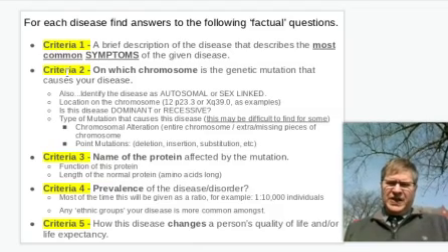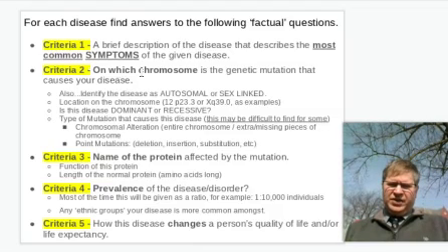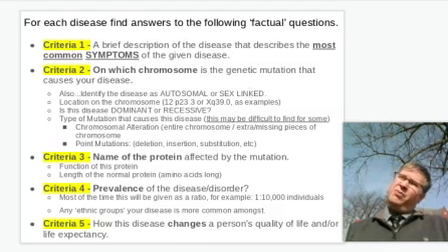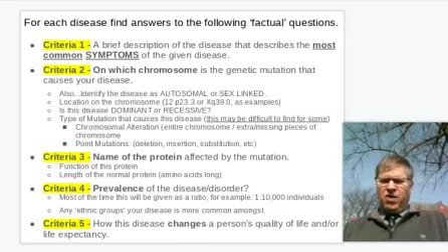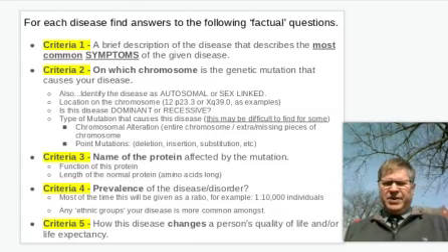Second criteria: which chromosome is it located on? You're going to identify the chromosome. Is it autosomal dominant or autosomal recessive, or sex linked? We talked about autosomal. That's when it's on chromosome 1 through 22. If it is sex linked, then it's on the X or the Y chromosome. I actually do not have any diseases that are on the Y chromosome. There are some things that are linked there, but there are only about 300 genes on the Y chromosome, so there aren't a lot of diseases associated with that.